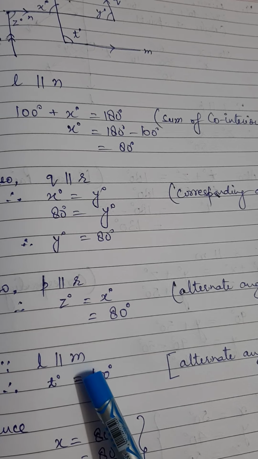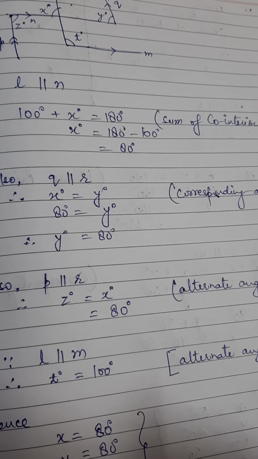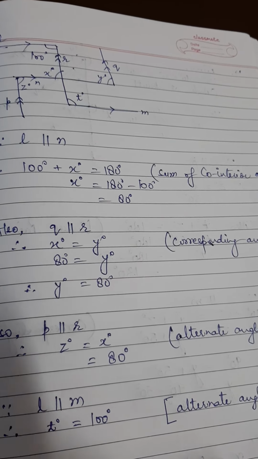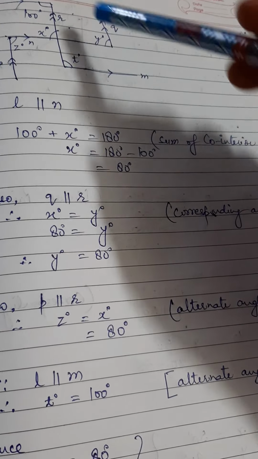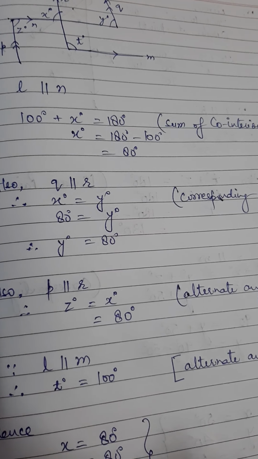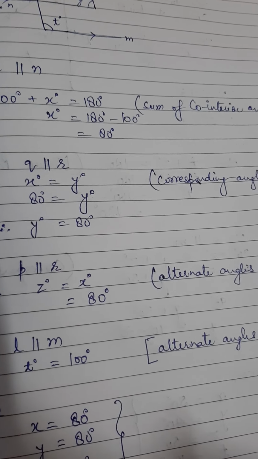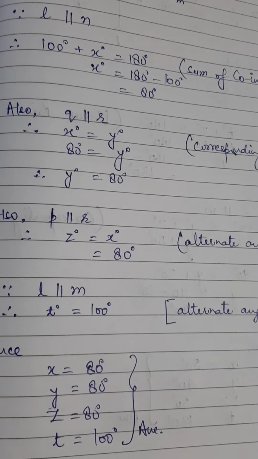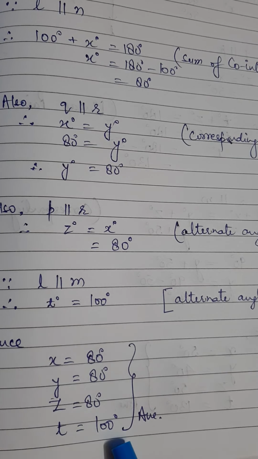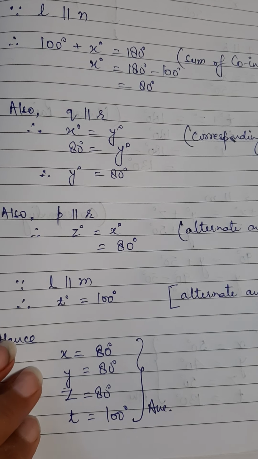Now it is also given that L is parallel to M. So here you can see that L is parallel to M. This line is parallel to this, so these two are equal. So we can write that T is equals to 100 because of the position, they are alternate angles, right? So we get all the angles: x is equals to 80, y is equals to 80, z is 80 and t is 100. This is our answer. Now the next one.